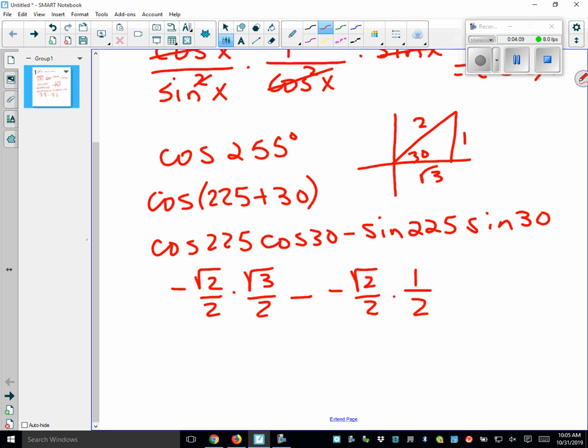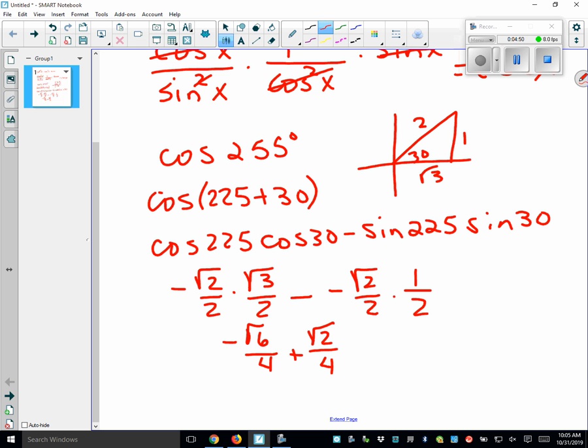Everybody understand where all these numbers came from? Do you understand why the ones that are negative are negative? Guys, I cannot tell you enough to write this step down. So what is this? Negative radical 6 over 4, plus what? Radical 2 over 4. Everybody's okay with that?